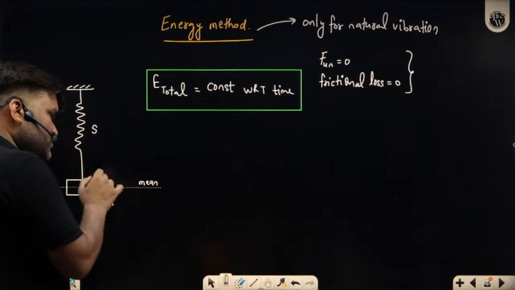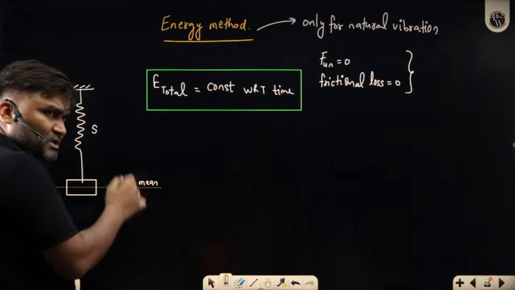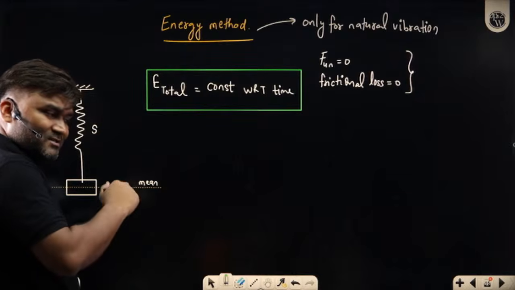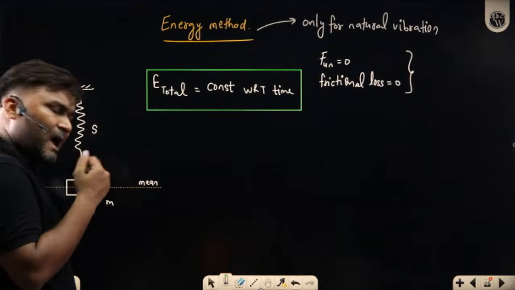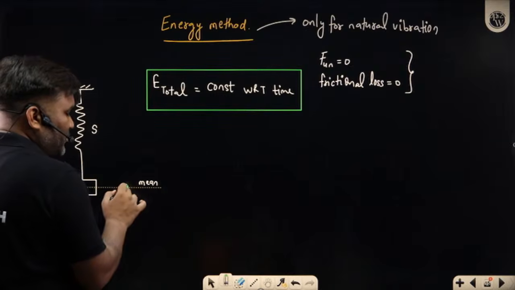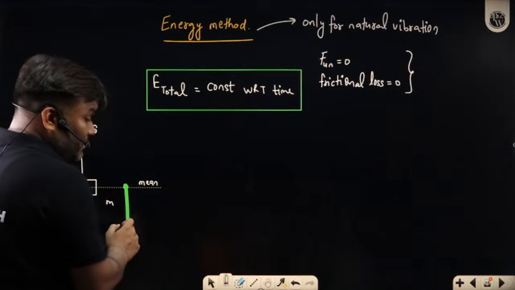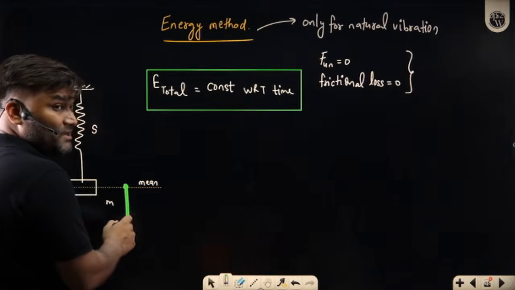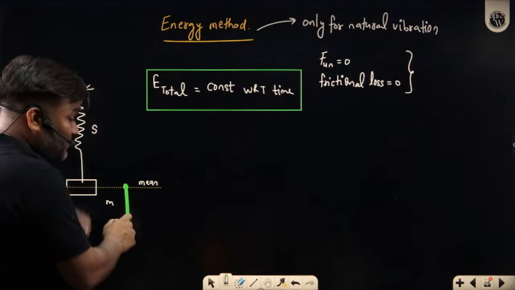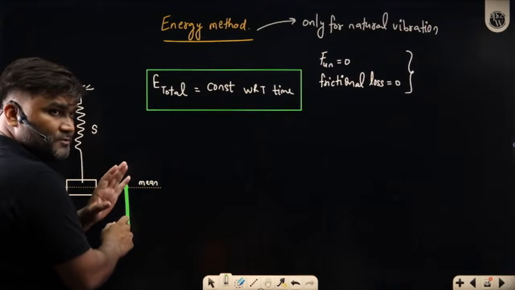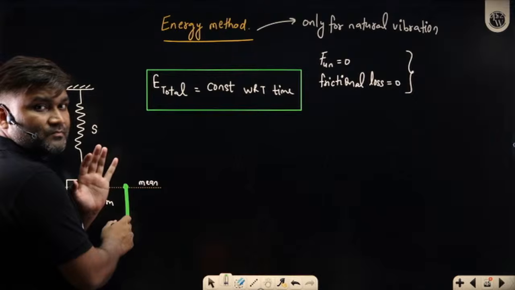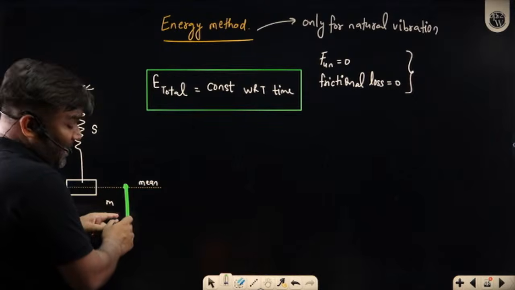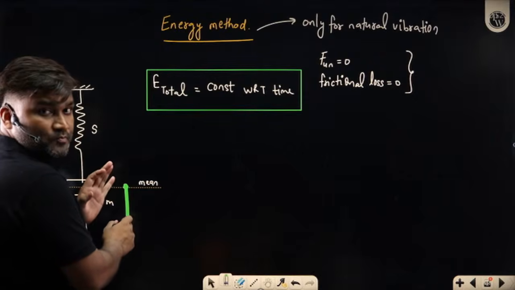And whatever energy you have given to the system doing motion, that energy is not going to dissipate. This energy remains with the system. Suppose the system is at the extreme end, where the spring has been elongated by the maximum amount. The potential energy of the spring is maximum, but the mass is not moving, so kinetic energy is 0.